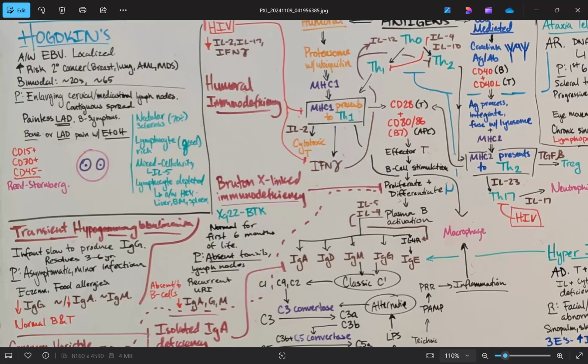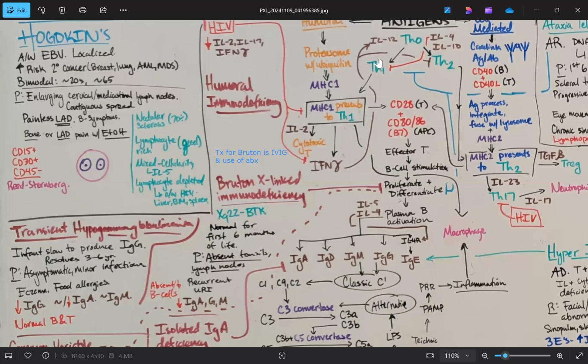And so what they'll present with are absent tonsils and lymph nodes. And why are they absent is because you don't have any proliferation and differentiation of your B cells. And so you're not going to really have anything floating around in your lymph nodes. They will be underdeveloped. You will have recurrent URIs as another presentation as well. And on labs, again, you'll have absent B cells, and then you also have decreased IgA, G, and M. Because again, if you don't have B cells, you're not going to have plasma cells and you won't make immunoglobulins.